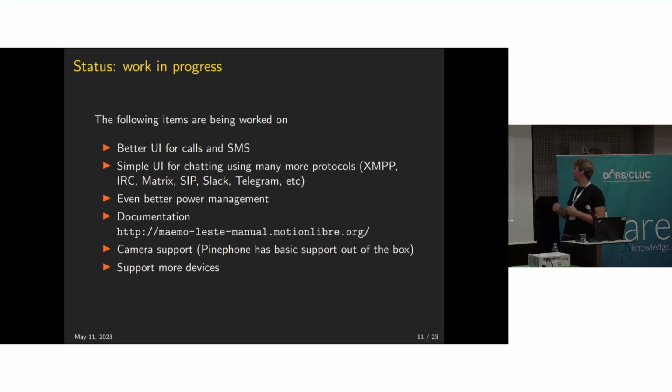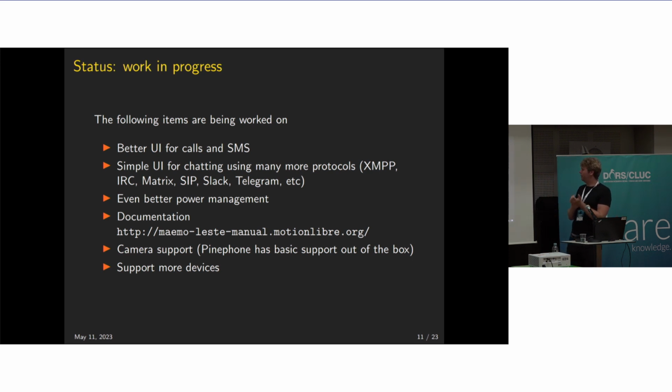As of writing right now, XMPP works, IRC works. I had Matrix working at some point. The IP phone SIP works. I've used Slack on the phone as well. Telegram I haven't done yet, but basically, you know, it can really work. And the UI for this is still being worked on. We have normal chats working, but group chats still need a bit more user design work.